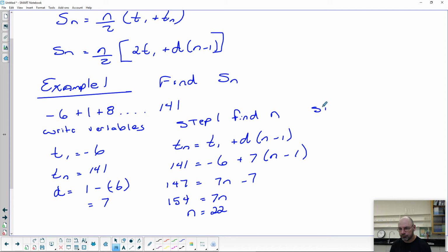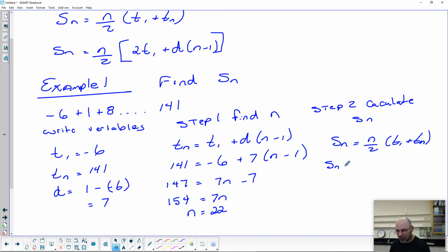Step 2, calculate the sum. So Sn is equal to, well, this is the easier one to use because we know the final term and the first term, they're given, and we know n. So we're going to go n over 2 times (t1 + tn). So in our case, the sum is going to equal 22 divided by 2 times (-6 + 141).